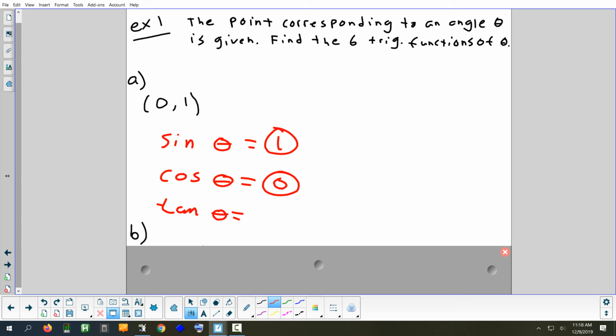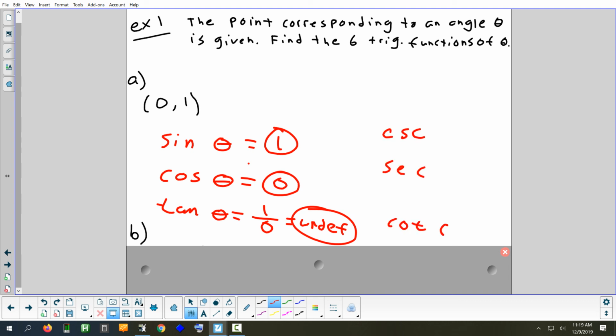Now your tangent. Akira, what's the formula for tangent? Y over x. It's basically dividing the 2 you just wrote up above it. That's y. The one below it is x. Y divided by x. What's 1 divided by 0? Undefined. Yeah, you can't do that. Can't divide by 0. Okay, now the next 3.